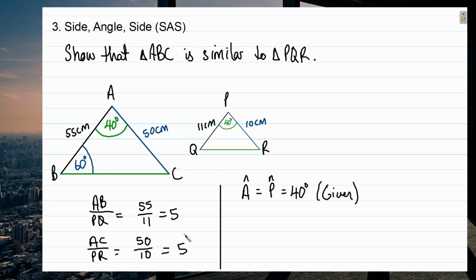So now I have enough information to say that these two triangles are similar. We have the ratios of the corresponding sides being equal to 5. And we have 2 of them, and the 40-degree angle is in between the corresponding sides. So I make my statement that triangle ABC is similar to triangle PQR, and my reason would be side angle side.